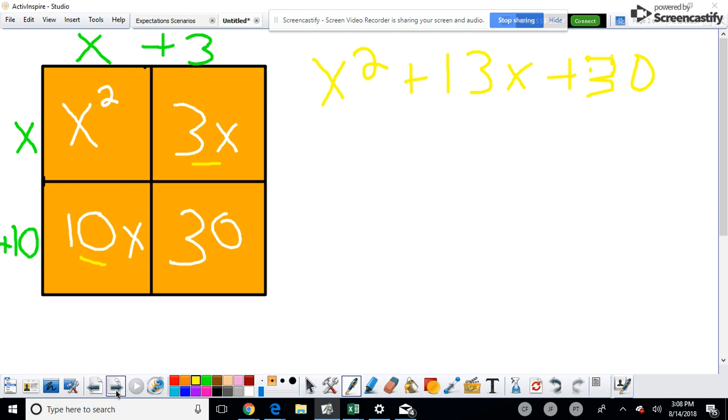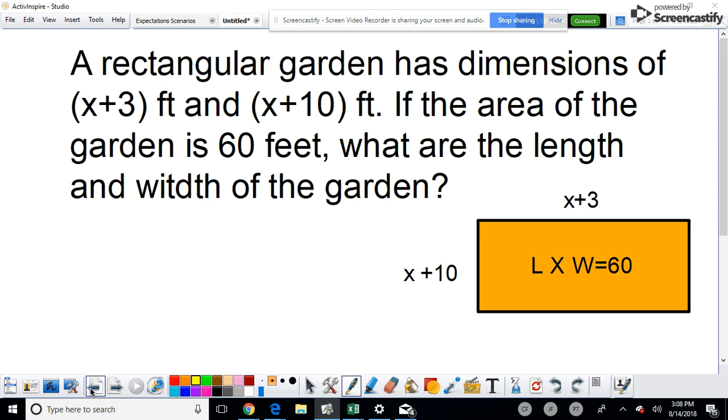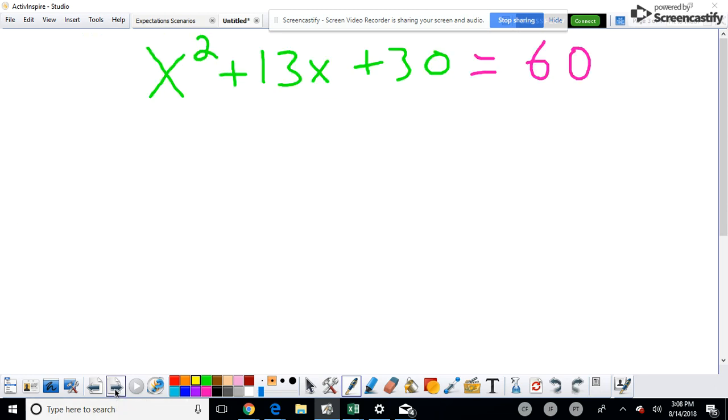Now, let's get ready to solve it. So x squared plus 13x plus 30 equals 60. Remember, we saw that in the very beginning: it tells us that our area is 60 feet. So when I multiply the length and the width, I should get 60. That's given. I didn't have to solve that. It just gave me that. So now we are ready to solve this.